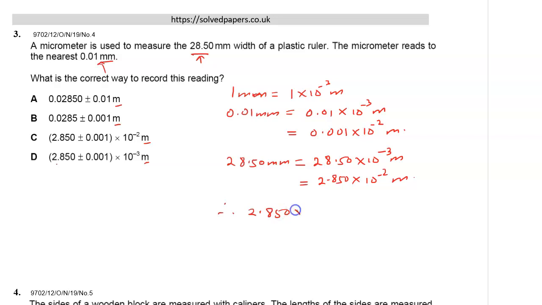2.850 plus or minus 0.001, all times 10 raised to power minus 2 meters. You can see both of them are raised to power minus 2 meters. So you check the answer which corresponds to this, and you'll find that the answer is C right there. Number 4.